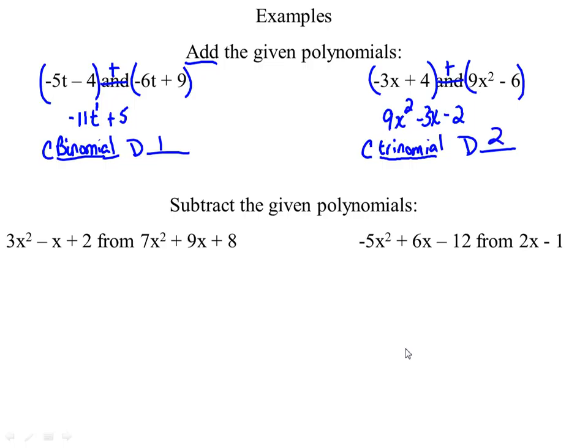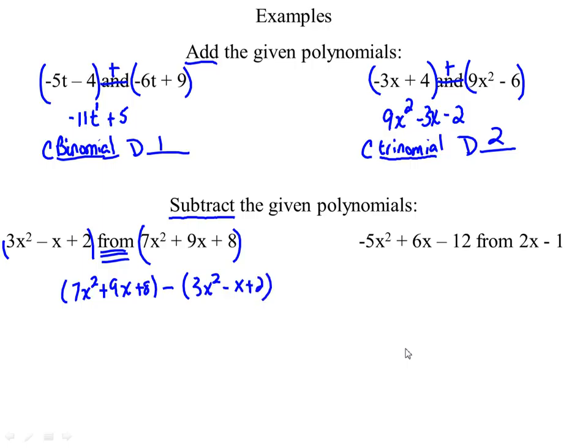Now, we talked about this the other day too. Subtraction is a little bit harder because you have to read what it actually says. This says to subtract this trinomial from this trinomial. So you're going to write it in reverse order of what you're actually looking at. So what you're going to have is 7x squared plus 9x plus 8 minus 3x squared minus x plus 2. You're going to write it in reverse order because it does say subtract it from. Subtract the first from the last.